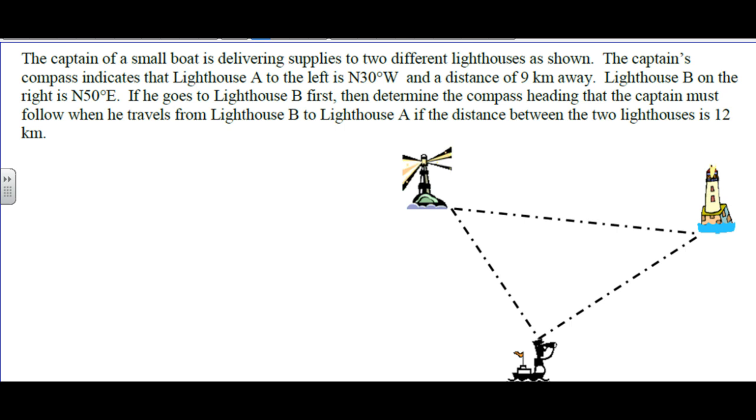We got to use compass headings here. Captain of a small boat is delivering supplies to two different lighthouses as shown. The captain's compass indicates that lighthouse A to the left is north 30 degrees west. So this is the lighthouse.